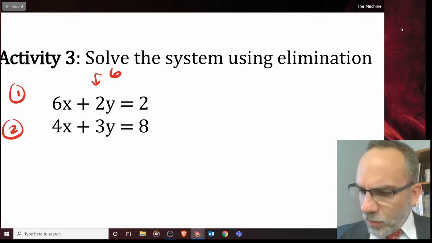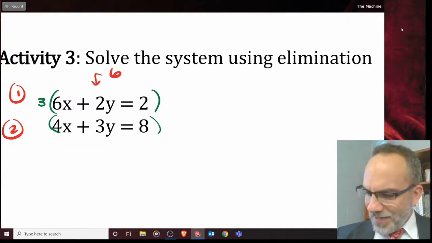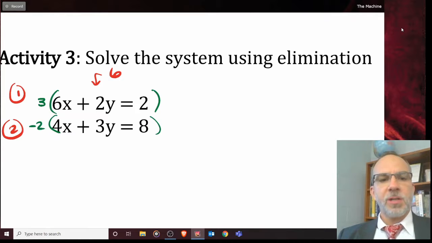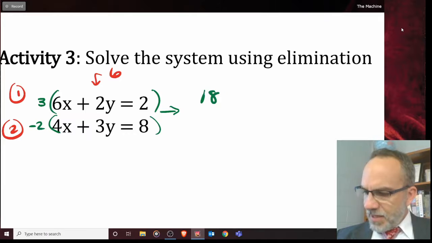So I'm going to need to multiply both of these equations. So I'm going to multiply the top equation by positive 3, and I'll multiply the bottom equation by negative 2, and that should work itself out. Now, I'm gonna do this one sideways, just to show you an alternate method of organization, okay? So if I distribute 3 in there, this becomes 18x plus 6y equals 6.